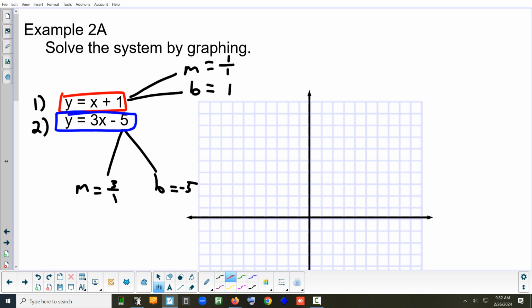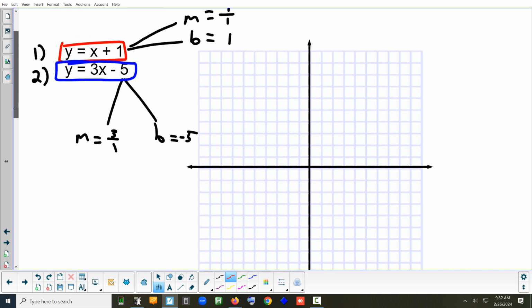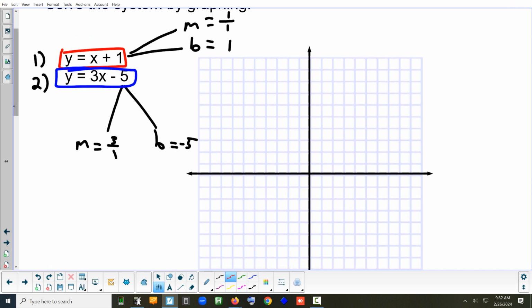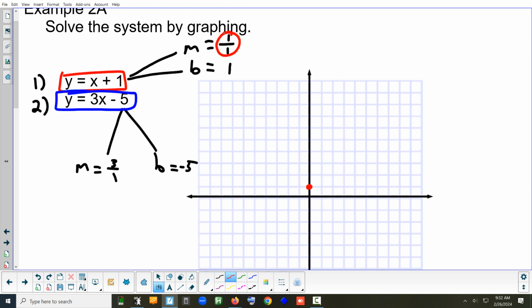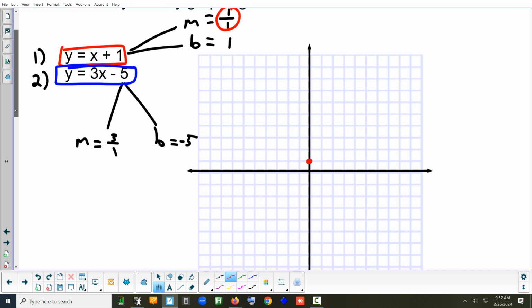Okay, so what's the y-intercept of number 1? The red one. 1. So where am I going to put a dot to represent that? 1 up. Yep, 1 up. And now from that dot, this tells me which way to go to get to another point. So from the red dot, which way do I go? 1 up and 1 to the right. Exactly.